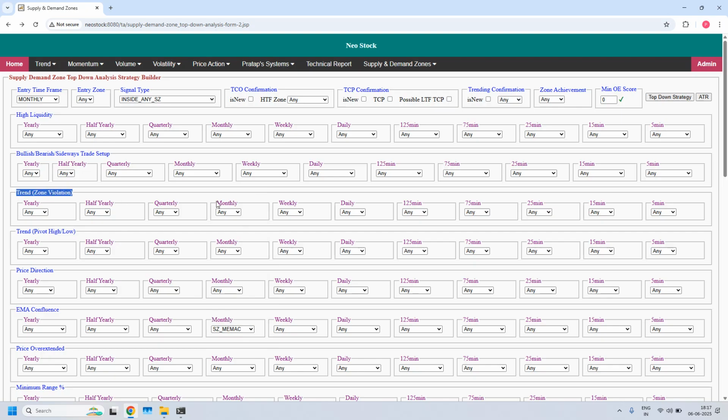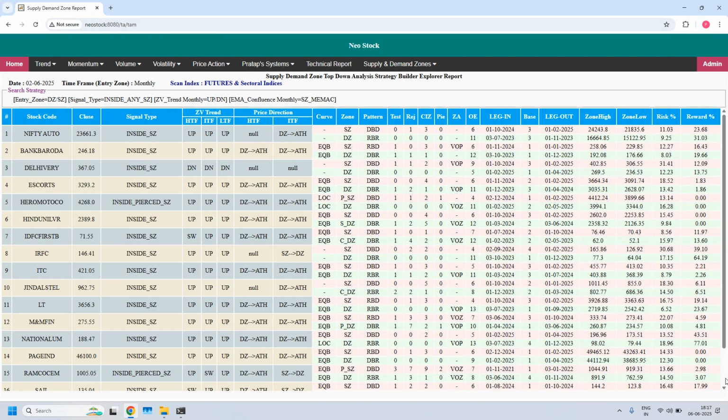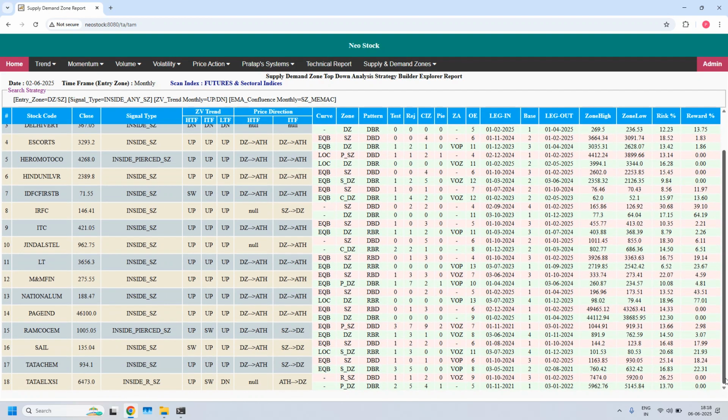And also trend on the monthly should not be sideways, it can be up or down. Now the list is reduced, first 15 stocks in the list. Scrolling the list down. So total 18 stocks are filtered.